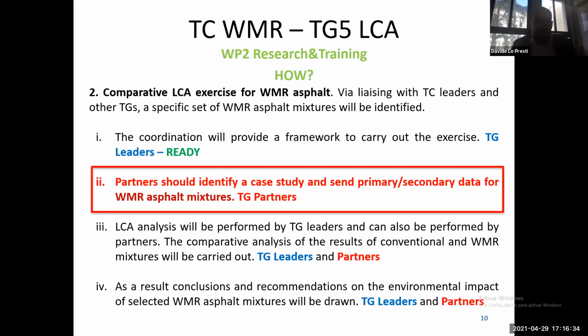Same thing, case study here. So I think that was clear. If there is any question, I can take it later. You can move the slide, Anna.